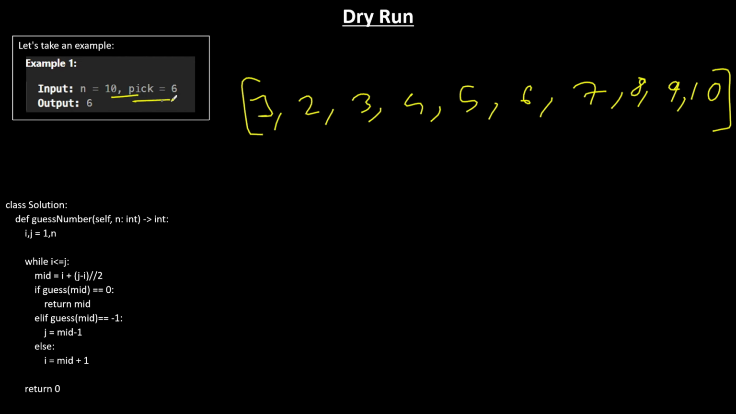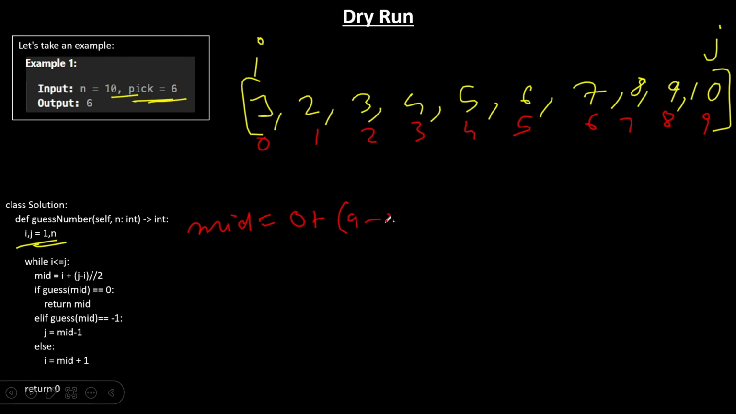Now we have to pick a value 6. Now this is done. I is standing here and j is standing here. Now, while I is less than j, let me write an index also: 1 2 3 4 5 6 7 8 9. So we'll calculate the mid value first. Mid equals to i, 0, plus (9 minus 0) divided by 2. So what do we get? We get 4, correct? So mid value is 4 now.